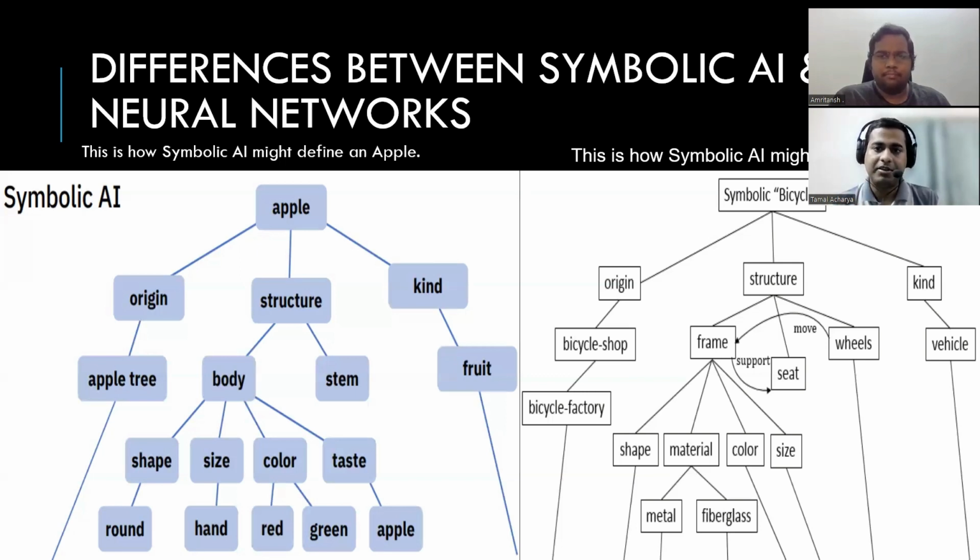Then if you ask a symbolic AI to define a bicycle, it's the same thing: origin, structure, kind, what kind of bicycle shop is there. It has a frame, a seat, two wheels, a handle, it's a vehicle, and it's built at a factory. So all these things will come. Then when you merge all these things together, you say, okay, this is a bicycle. The same goes for identifying animals like dog, cat, and so on. So this is how symbolic AI will approach things compared to how the deep neural network will approach, which is in the next slide.